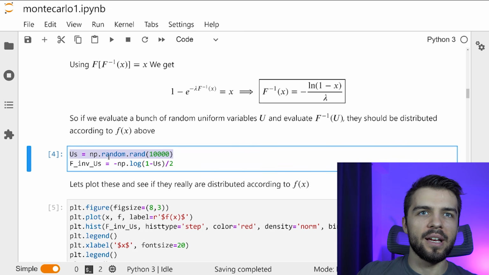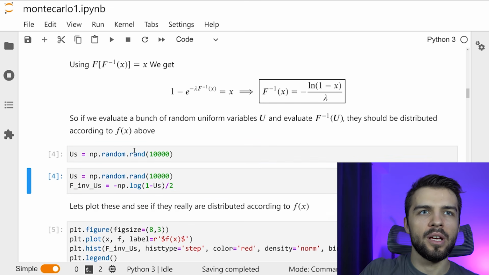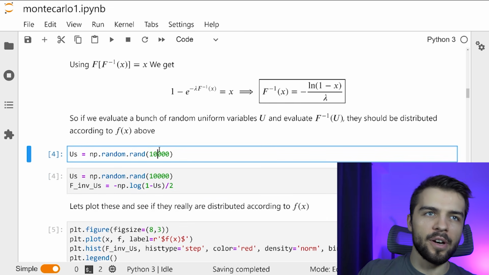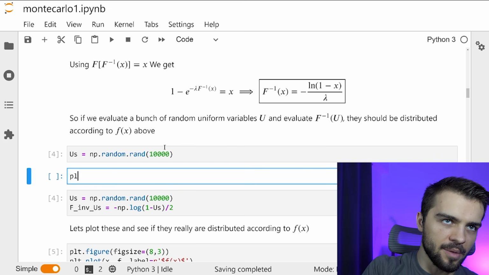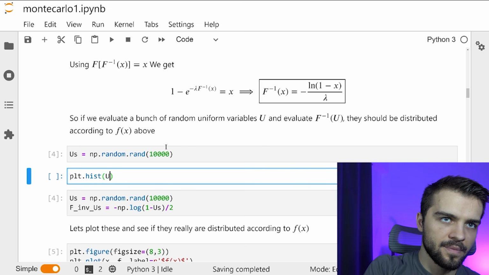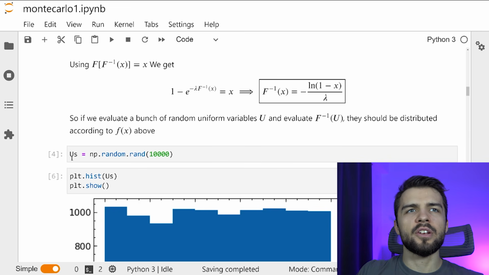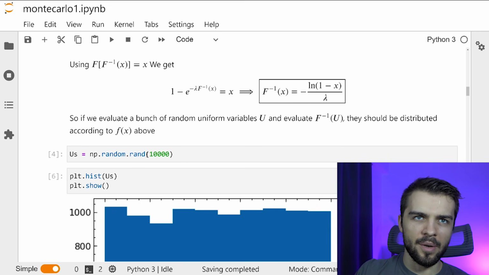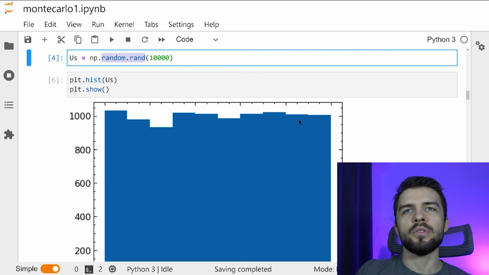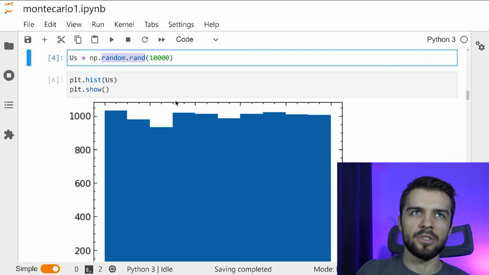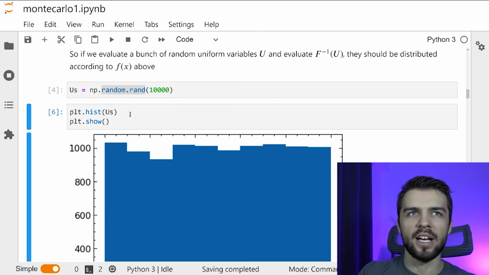So here I'm generating 10,000 random uniform variables between 0 and 1, and I can make a histogram of them just to prove this to you. And let's show this here. You can see that these are random uniform. That's how I call this in NumPy. And it's about uniform between 0 and 1. You can see that they're distributed like this. So that's sort of exactly what we want.